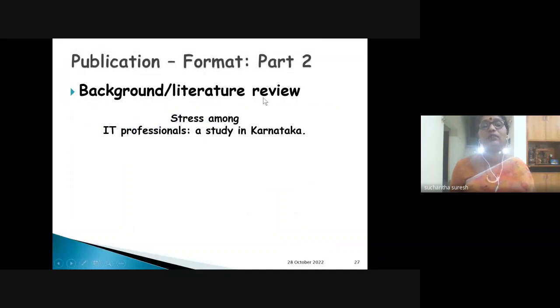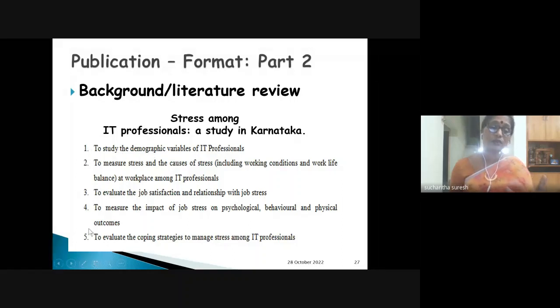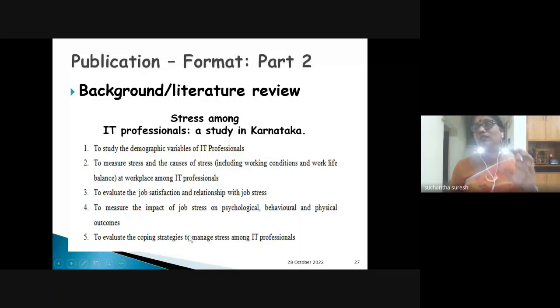Background of the stress among this one also. If you are taking all these objectives, I'm telling you, under the background of the study you need to have some studies to show how demographic variables influence IT professionals' stress. Some studies you need to show for the second objective. Some studies you have to write and show for the third objective, fourth objective, fifth objective, like that.